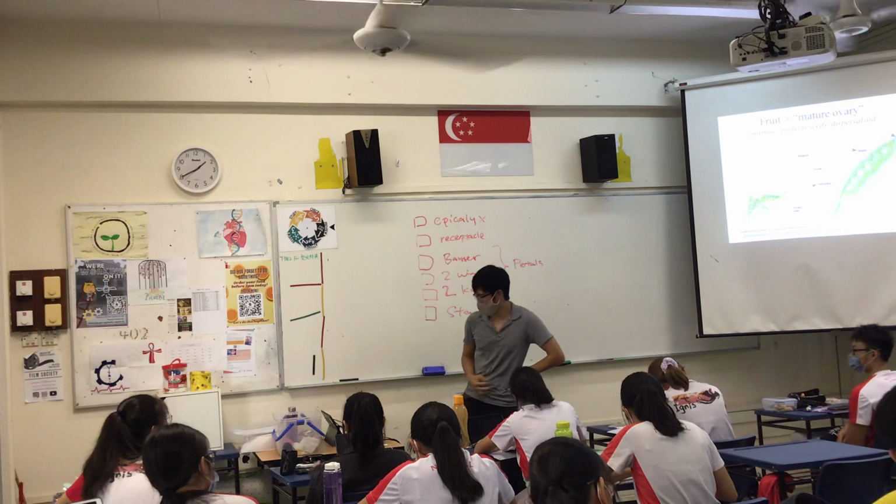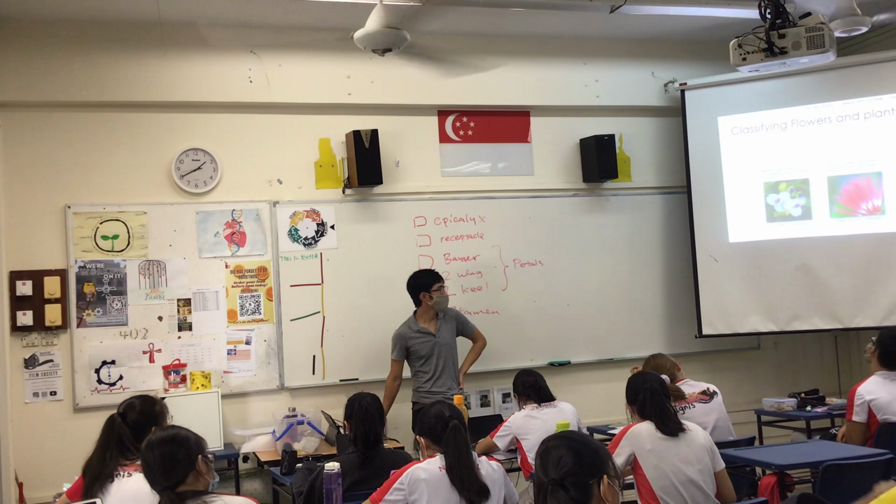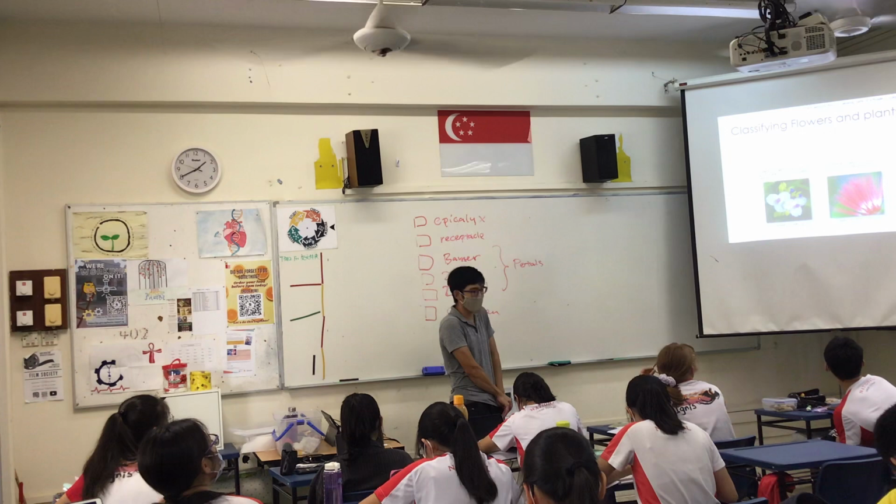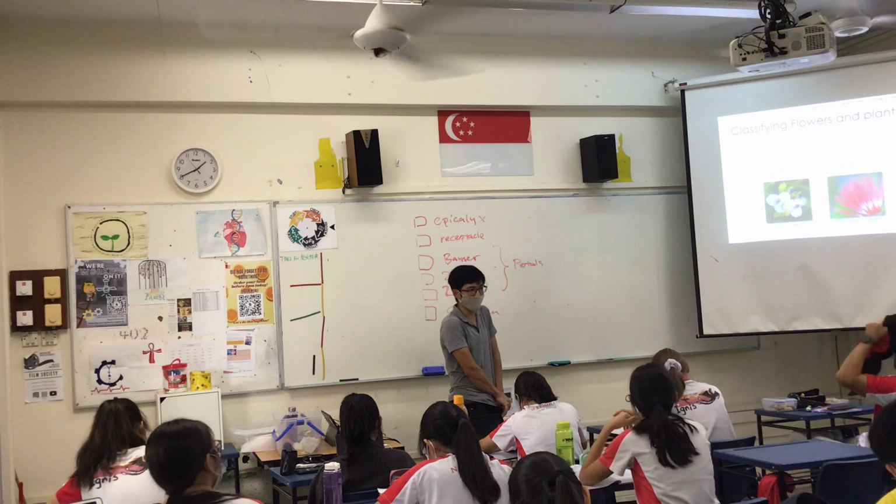Now we're going to go into some terminologies I'd like to introduce to you. One skill you need to go away with today is how to classify flowers and plants. I'm going to introduce several words to you. After that, we're going to do a little brain teaser. Okay, number one, complete versus incomplete.